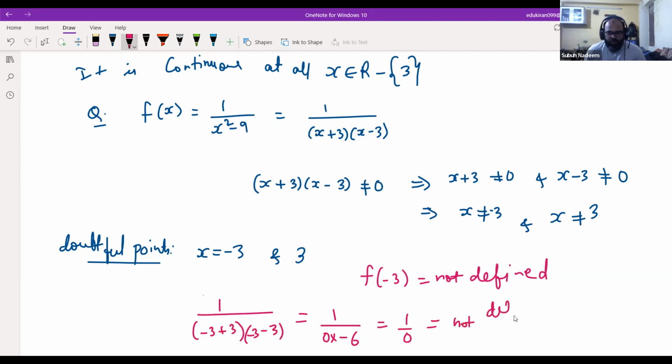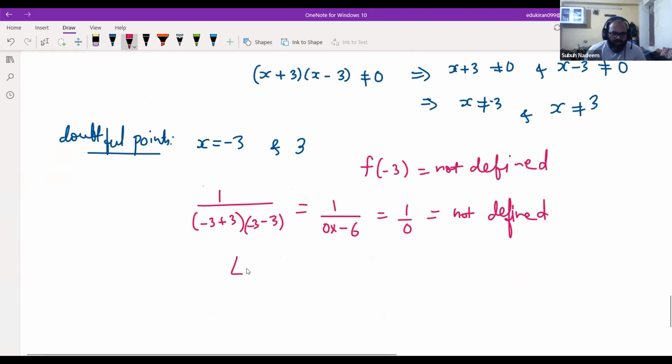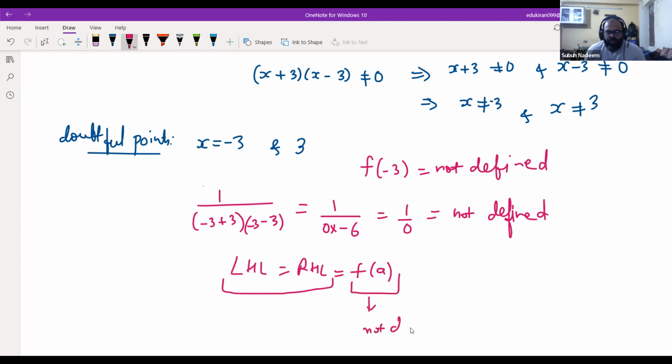Is it okay? Yes, sir. So this is not defined. When it is not defined, then you can say it is discontinuous, because continuity means the limit also exists and it should be equal to the value of the function at that point. So why waste our time finding the limits when f of a is already not defined? Then it is not continuous.